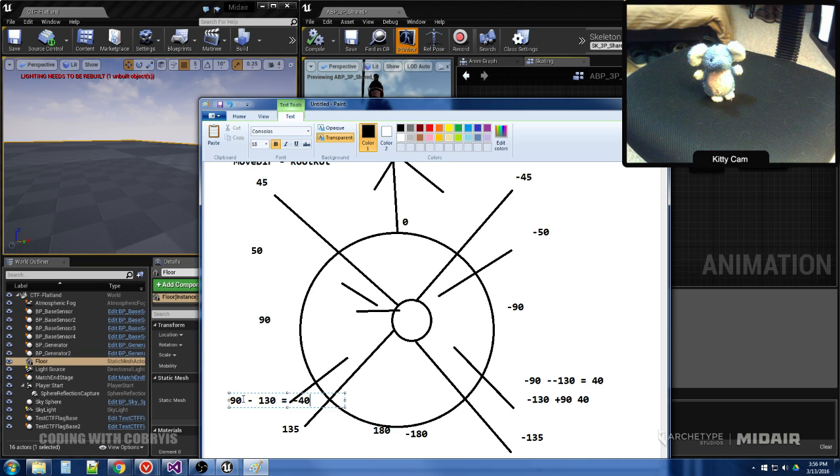All right, so let's try down here in the danger zone. This might be problematic because of the 180 and the negative 180.